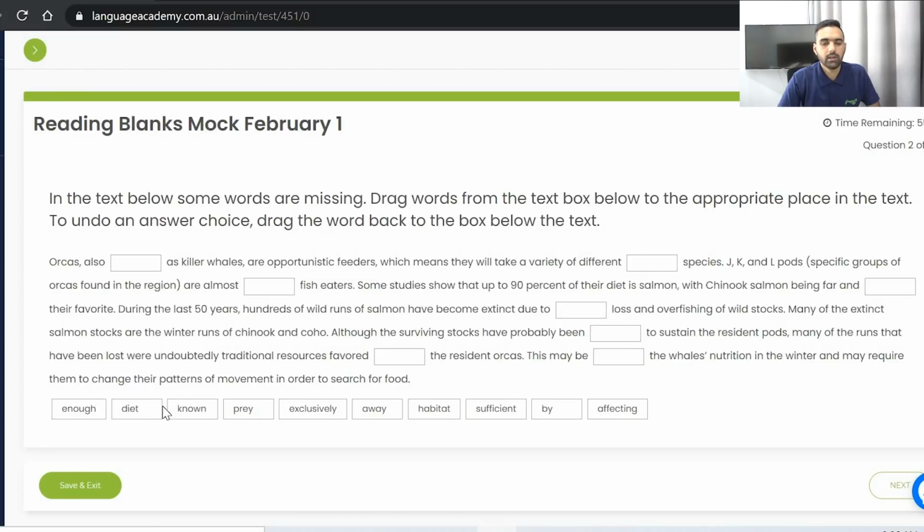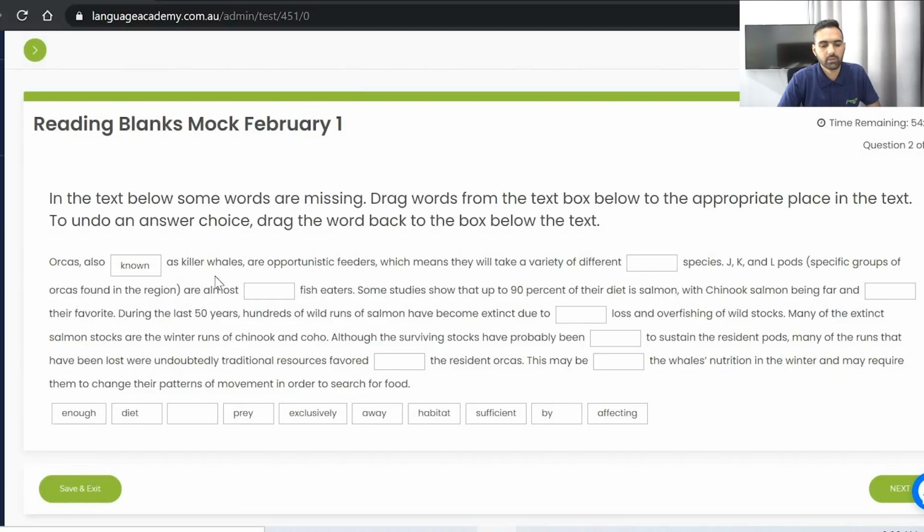It's pretty simple. Varun, also known as PT tutor. Ernst and Young, also known as EY. So whenever you say this is the original name and he is also known by this name, you always say also known as. It's pretty simple. Orcas, also known as killer whales, are opportunistic feeders, which means they will take a variety of different dash species. I'm not really sure which species. I'll move on. I won't fill it first.